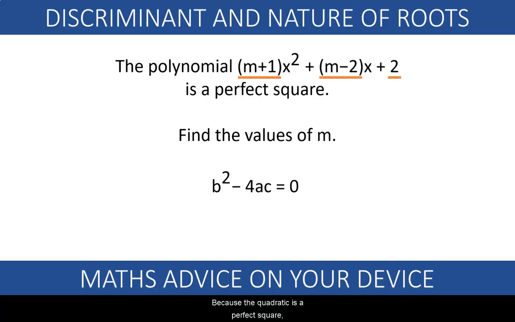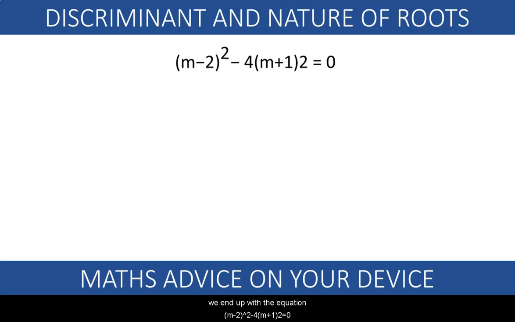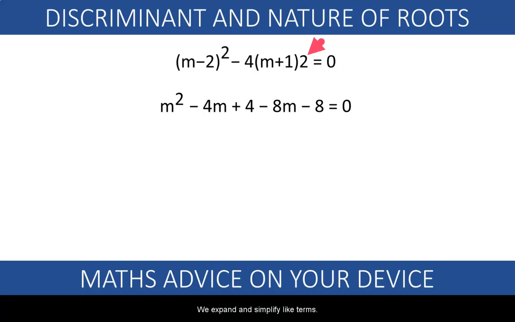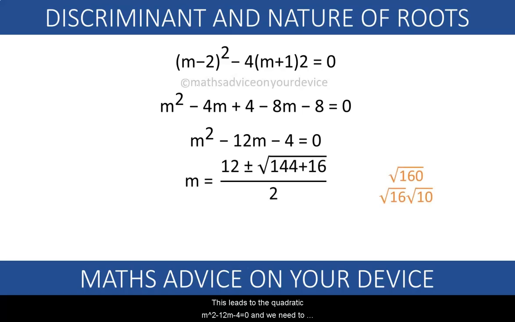Replacing a with m plus 1, b with m minus 2, and c with 2, we end up with the equation m minus 2 squared minus 4 times m plus 1 times 2 equals 0. We expand and simplify by collecting like terms. This leads to the quadratic m squared minus 12m minus 4 equals 0, and we need to solve for m.